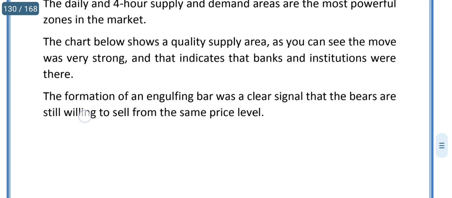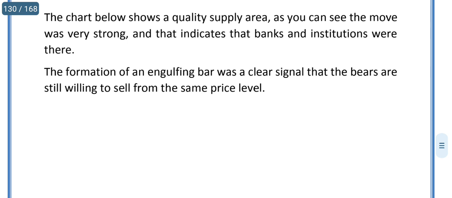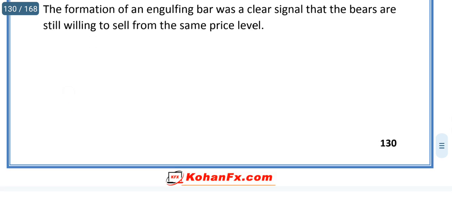and the illustration below is going to show us how a quality supply area looks like, and you are going to see that the move was very strong, and this indicates that the banks and the institutions were there in the market struggling. Therefore, the formation of an engulfing bar candlestick was a clear signal that the sellers are still willing to sell the market from the same price level.